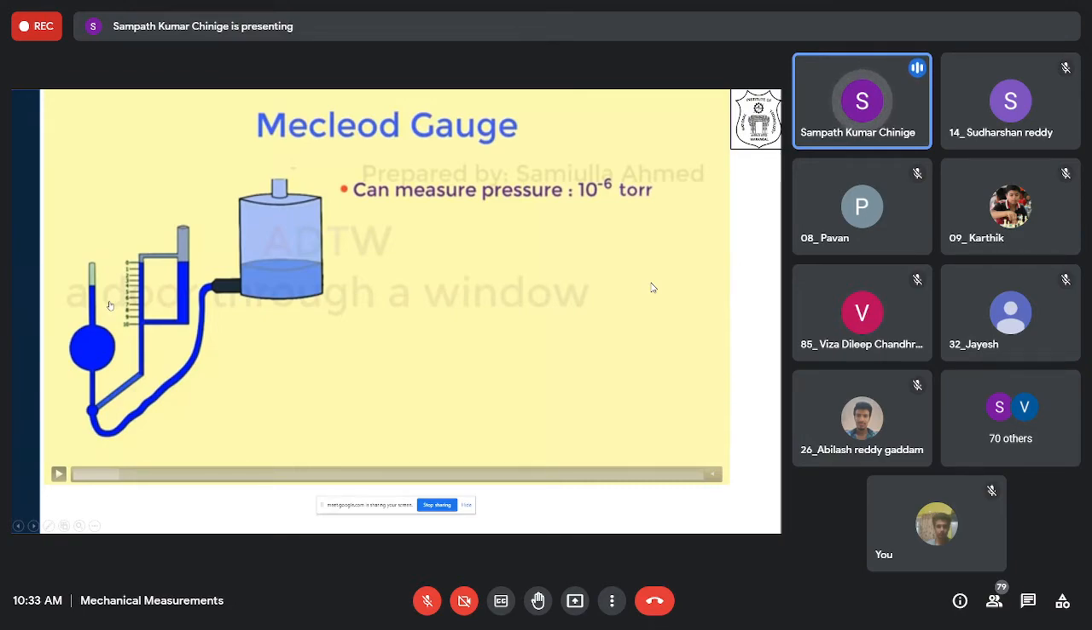One of the biggest problems is that we cannot use condensable gases in this McLeod gauge, because at these pressures the gas may condense inside. The vapors may condense back into liquid form, and then it will be a problem. So we have to be careful with what kind of gases we are actually using. Clear?